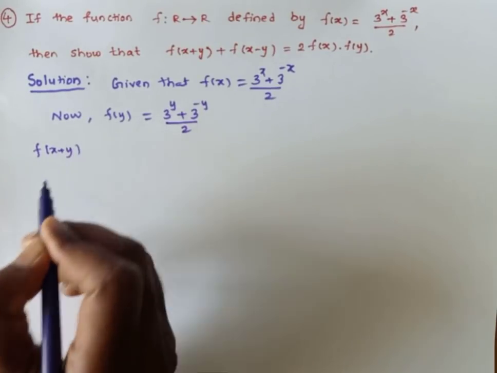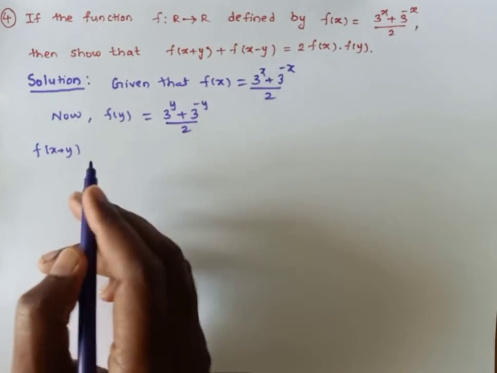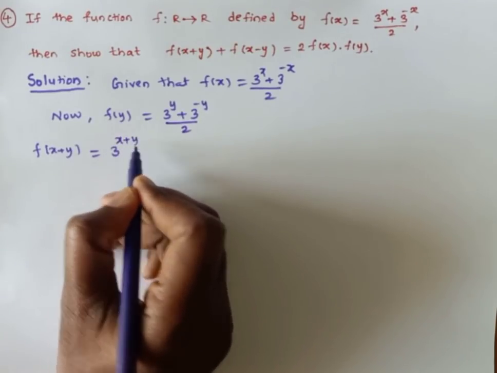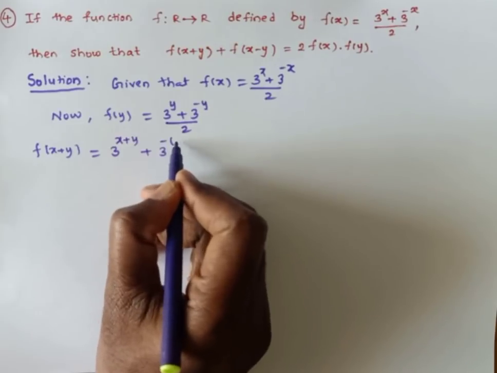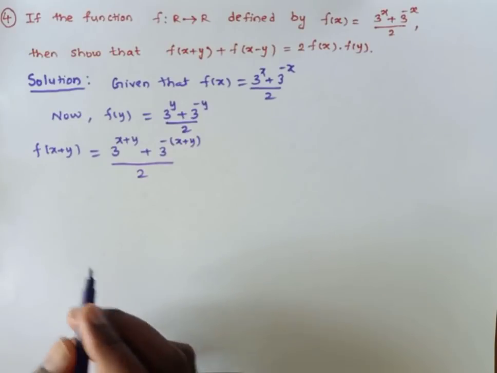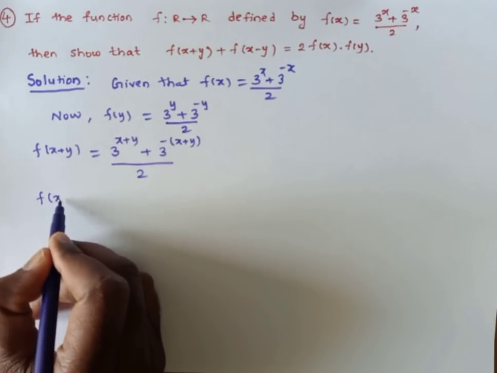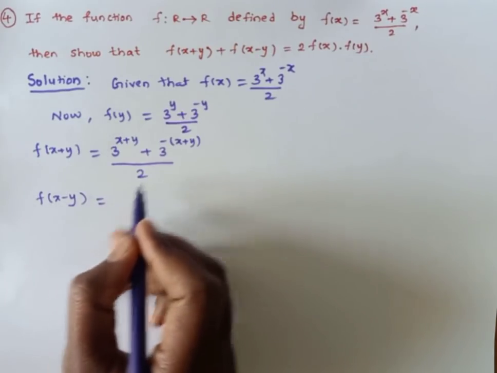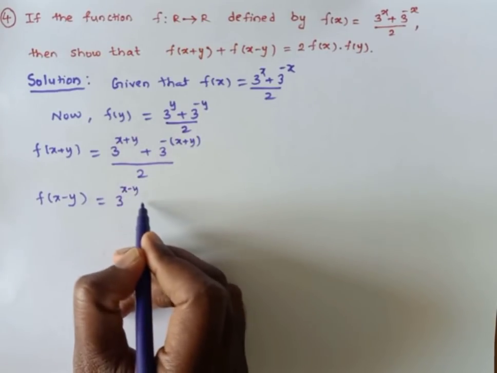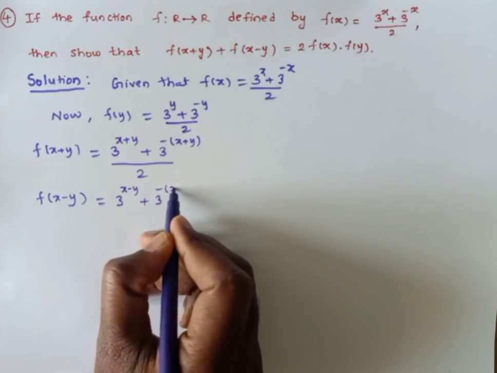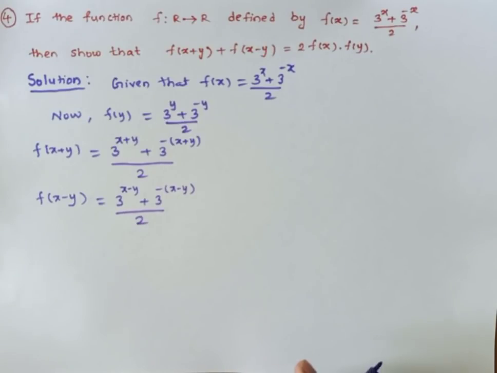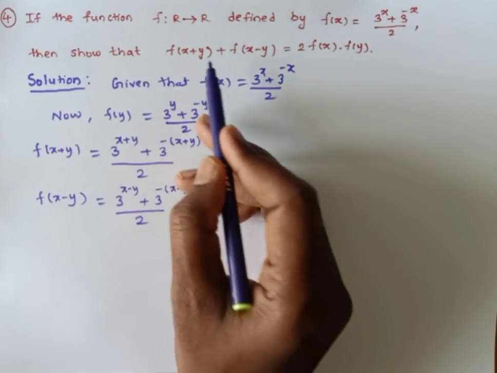How to get the value of f of x plus y? By replacing x with x plus y. So this is 3 to the power of x plus y plus 3 to the power of minus of x plus y, by 2. Right. In the same way, f of x minus y. Here, again just replace x with x minus y. So it is 3 power x minus y plus 3 to the power of minus of x minus y, divided by 2. Now by using these 4 values, you need to show the left hand side equals the right hand side.